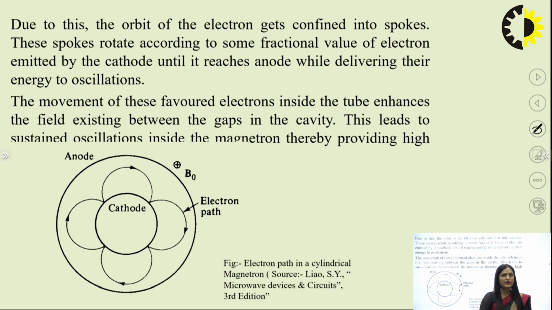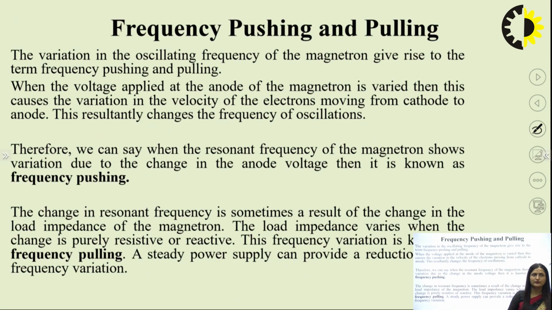So the movement of these favored electrons inside the tube enhances the field existing between the gaps in the cavity. So these favored electrons will enhance the field between the gaps in the cavity. This leads to sustained oscillation inside the magnetron, thereby providing high microwave signals. So this is the anode and cathode, this is the electron path. Okay, so in this way signals can be generated from the magnetron.